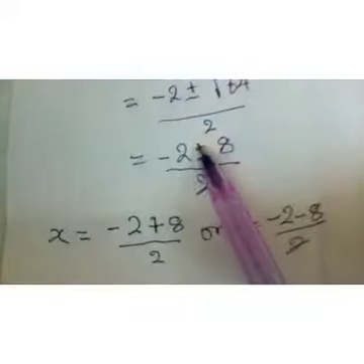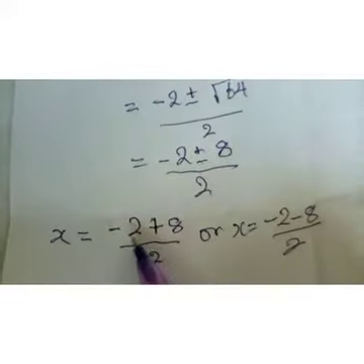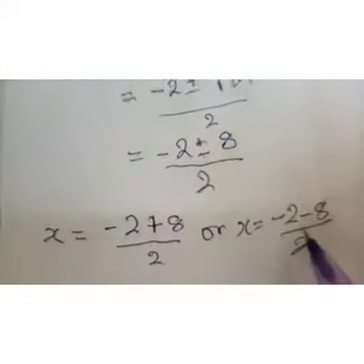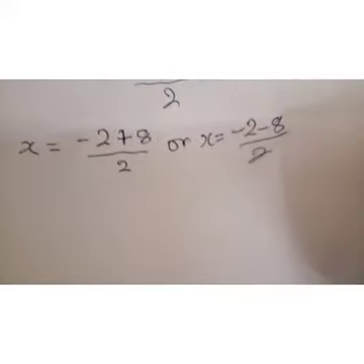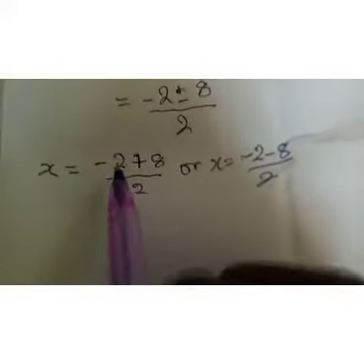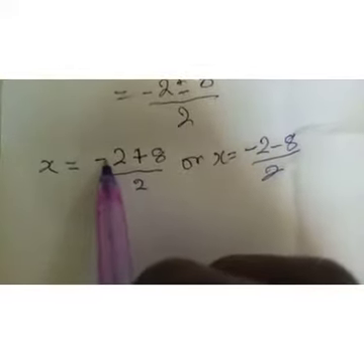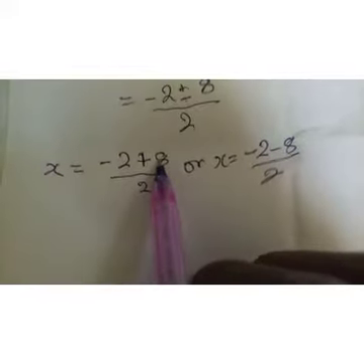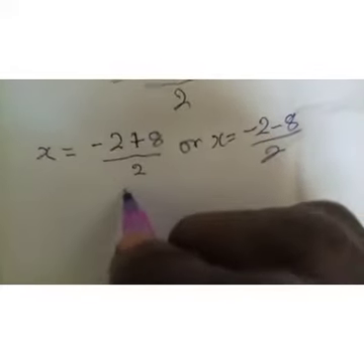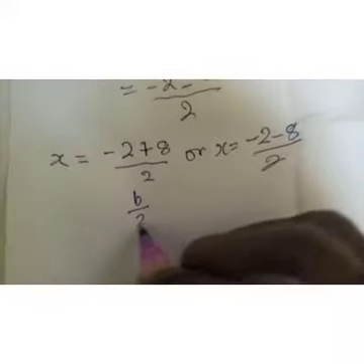If you look here, we have positive and negative, so we deal with the positive and we deal with the negative. When you solve this, negative 2 plus 8 gives us 6 all over 2.